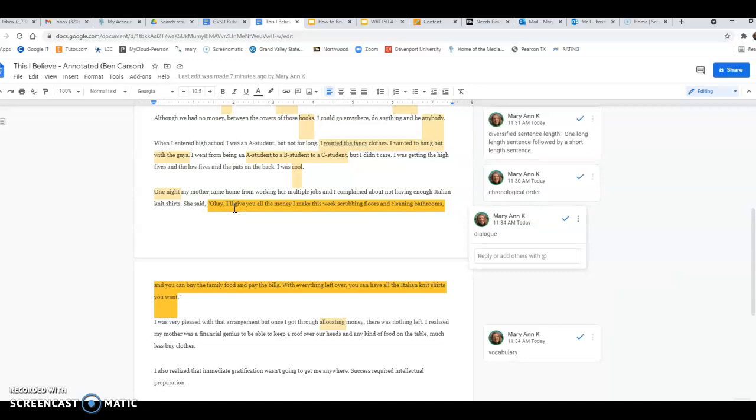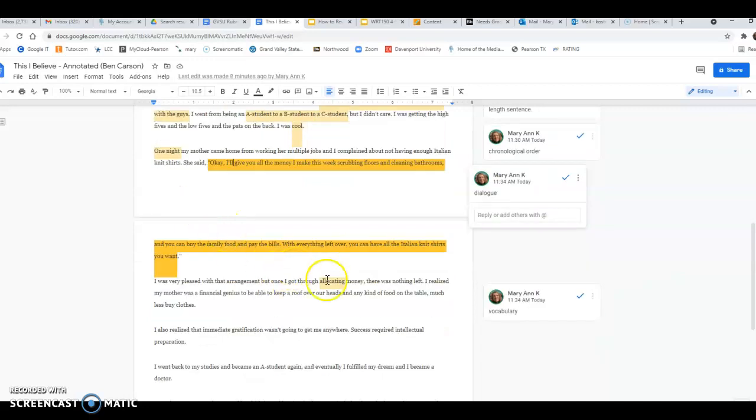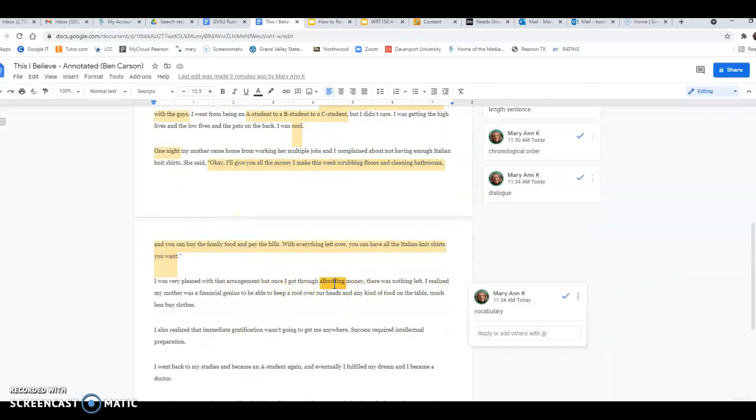He has dialogue. Dialogue is awesome. I just love dialogue. So he has dialogue in there. That's a narrative technique. Allocating money. I got through allocating money. Again, that's being aware of your audience, speaking to your audience. He has an academic, general audience. The vocab isn't really high up there, but it's not dummied down, that's for sure.